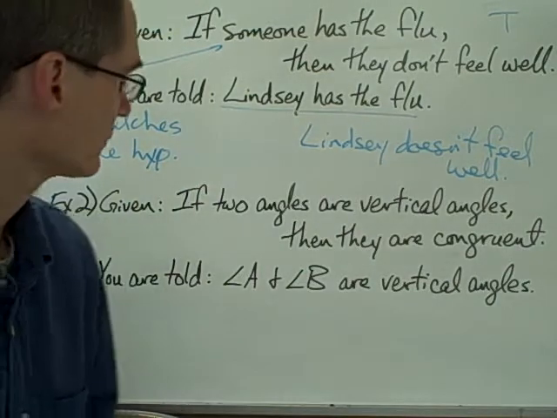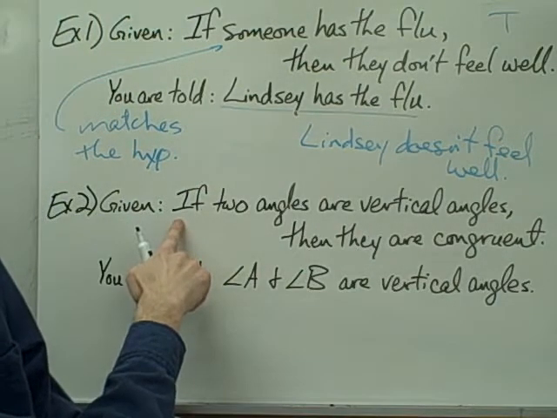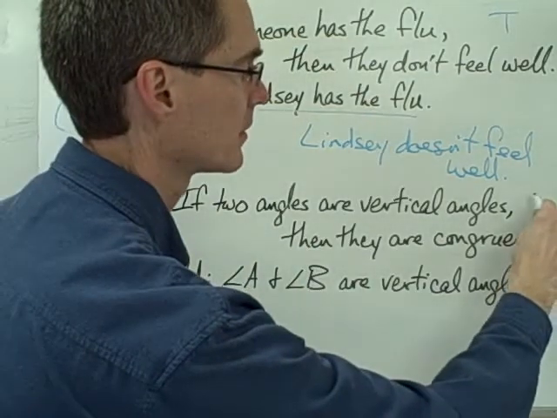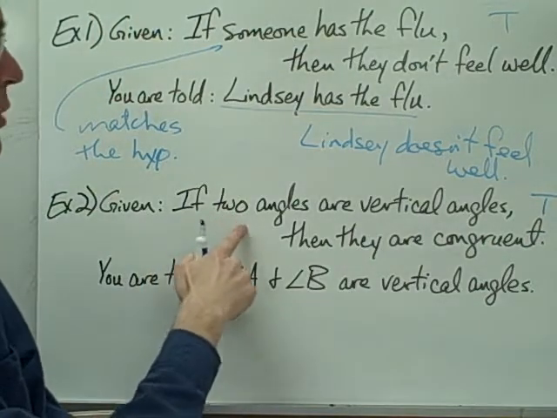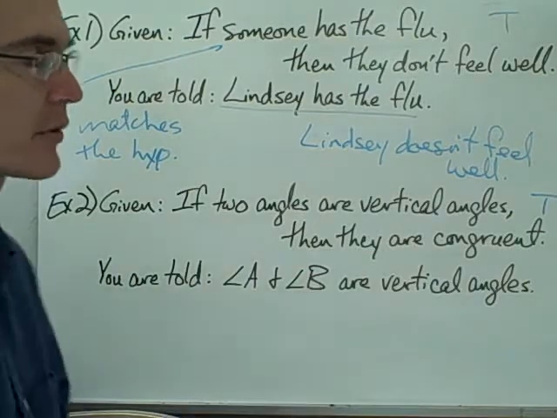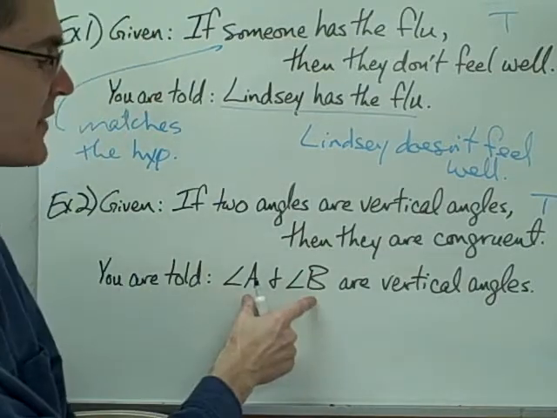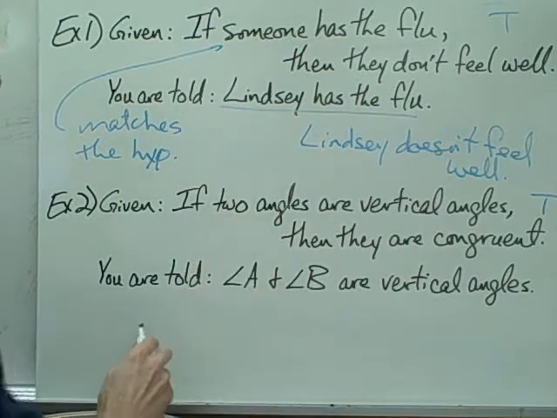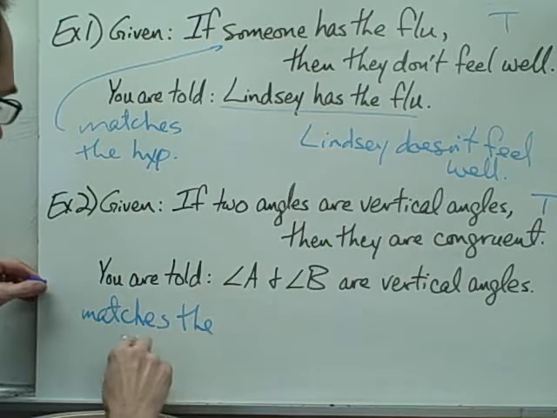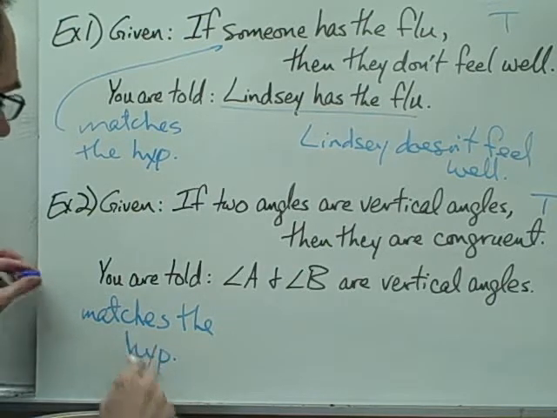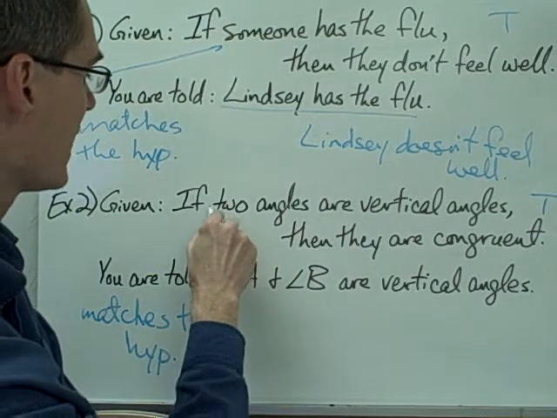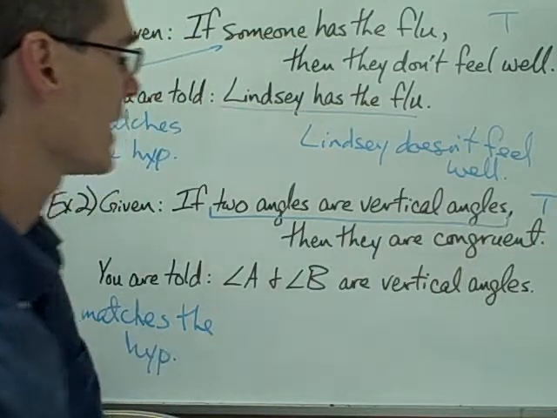Example number two. The given conditional statement says, if two angles are vertical angles, then they are congruent. I know that's a true statement. So I have a true conditional statement, and I'm also told angle A and angle B are vertical angles. That is, I have a specific statement that matches the hypothesis of my conditional statement. Angle A and angle B are vertical angles.